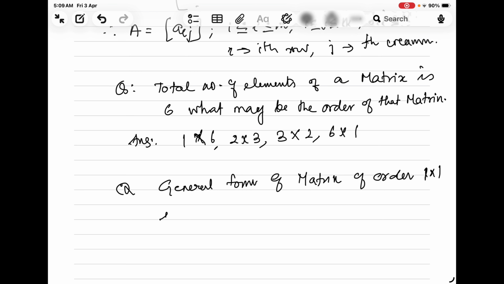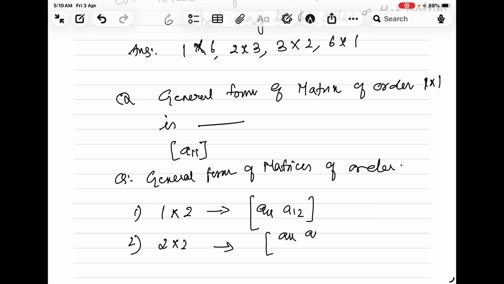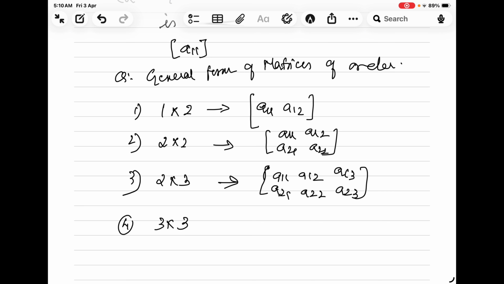The general form of a matrix of order 1 by 1 is a11. Next question: matrix of order 1 by 2 is a11, a12. Second one, 2 by 2: a11, a12, a21, a22. A 2 by 3 matrix has 2 rows and 3 columns: a11, a12, a13, a21, a22, a23. Then a 3 by 3 matrix.